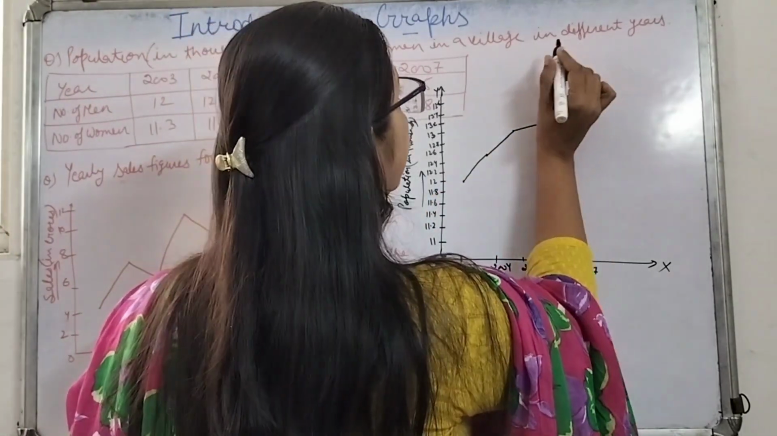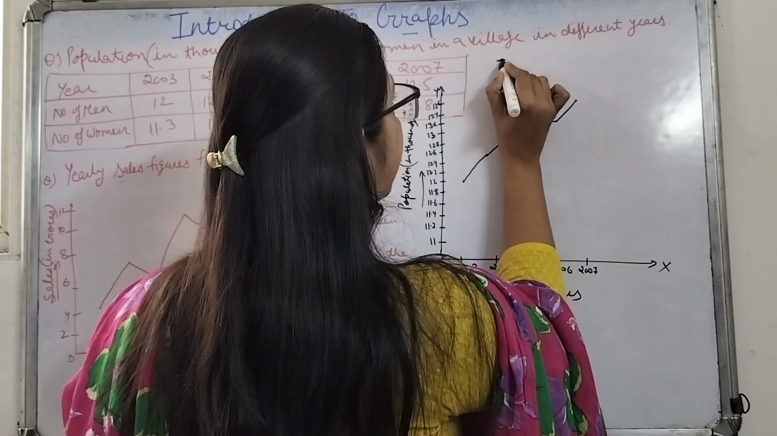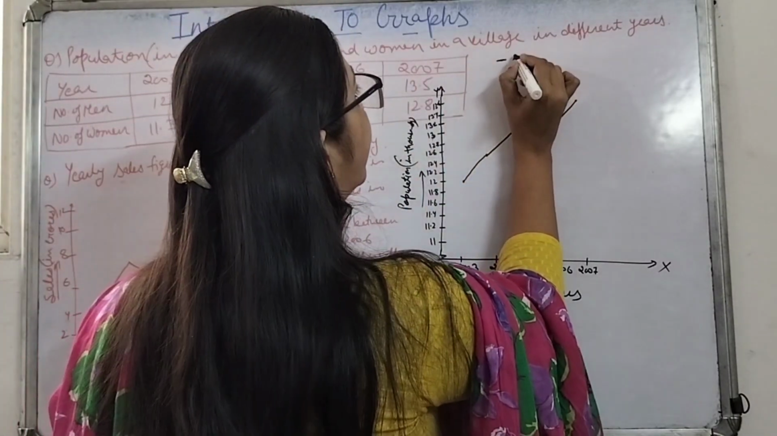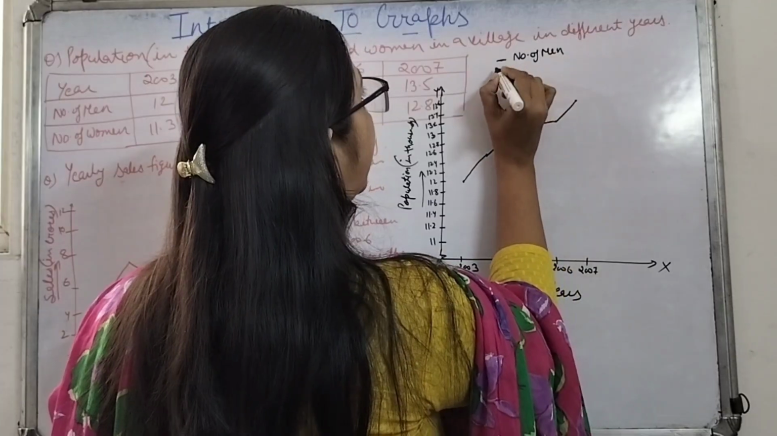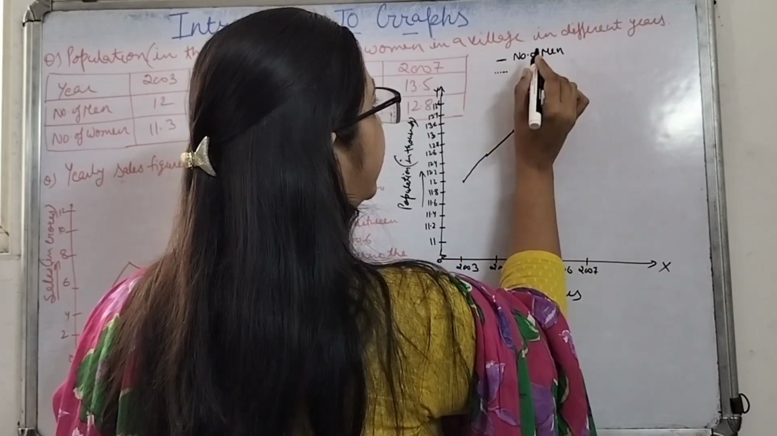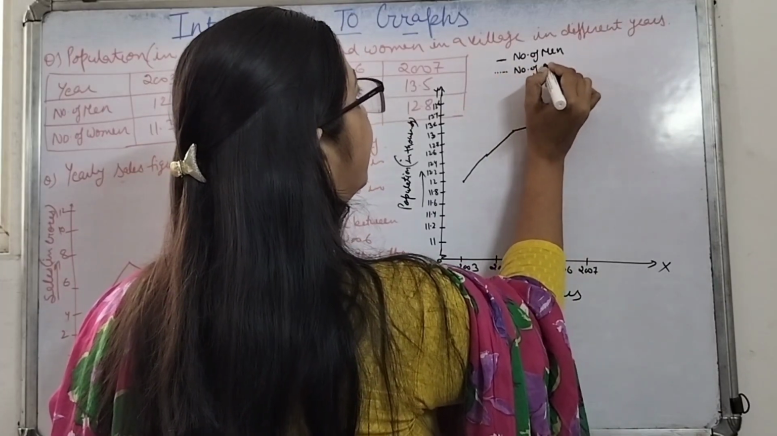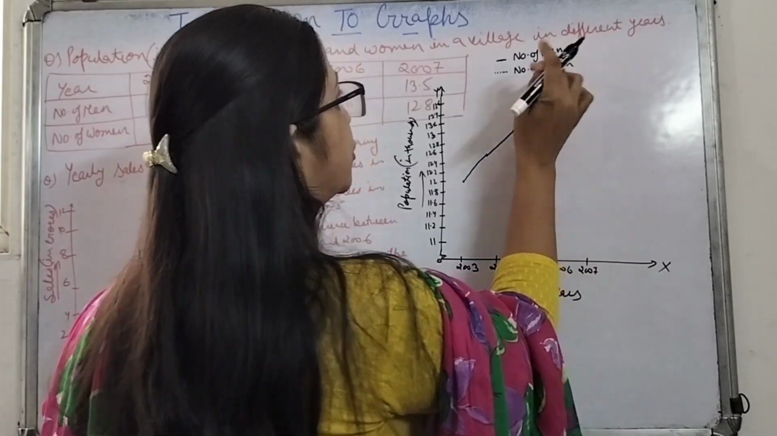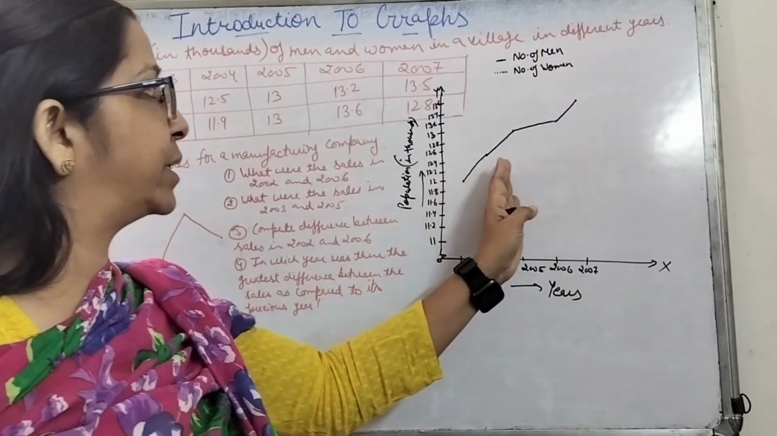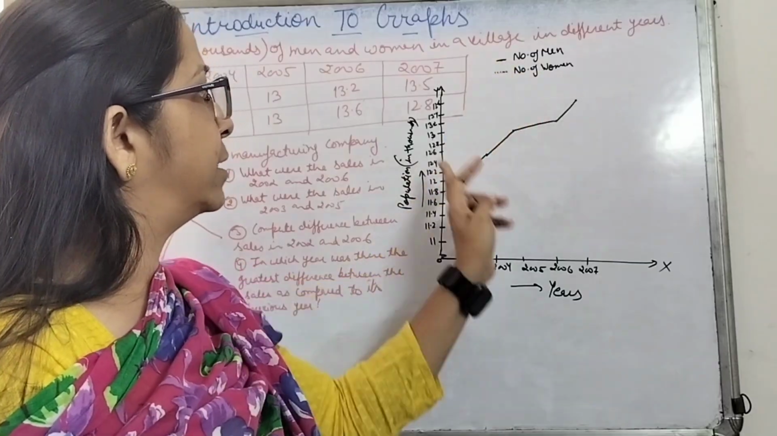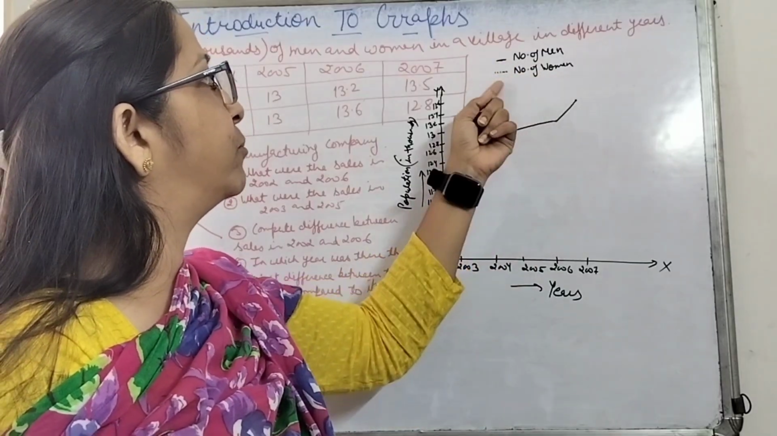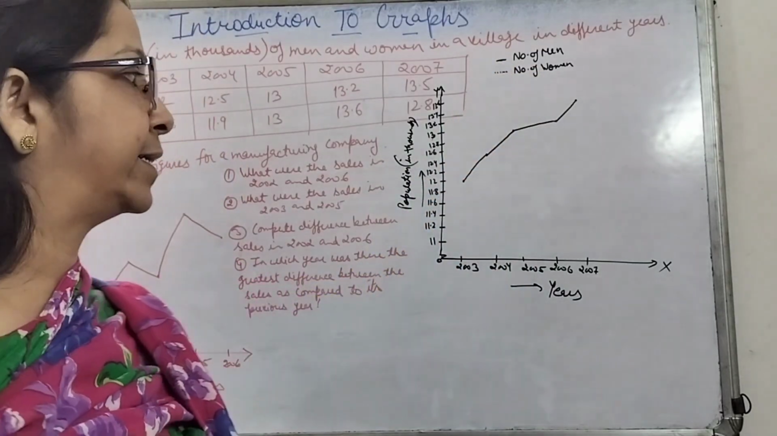This line we have taken. So we will denote that this line shows the number of men. And we will make another line, a dotted line, that will show the number of women. Both should be visible separately. So we have made the number of men by straight lines like this, and the number of women we will make by dotted lines.